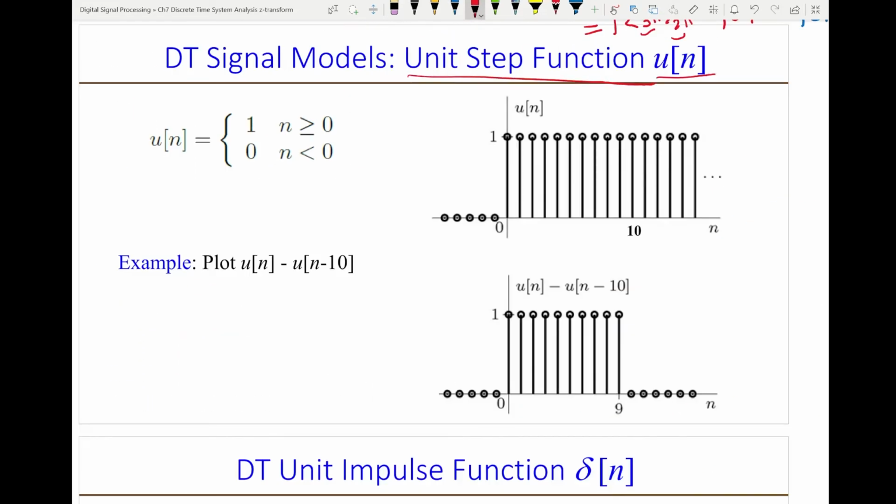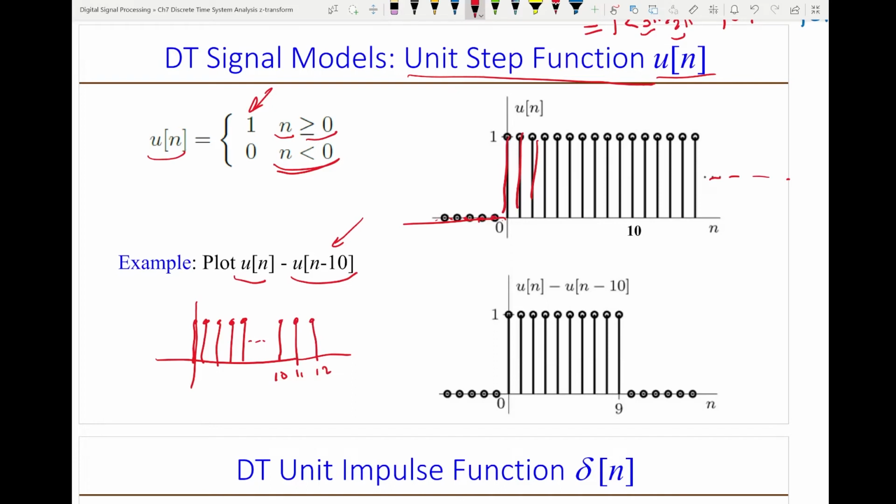The unit step function, u of n, is equal to 1 for n equals 0 or larger. So if I plot it, it will be these plots, 1, 1, 1 forever. And for n less than 0, it will be just 0. And if I plot u of n minus u of n minus 10, later on we will find out u of n minus 10 is a unit step function that is shifted 10 units to the right. So this plot will be something like this. So that's u of n. And if I plot this, it will be a unit step function that started at 10.